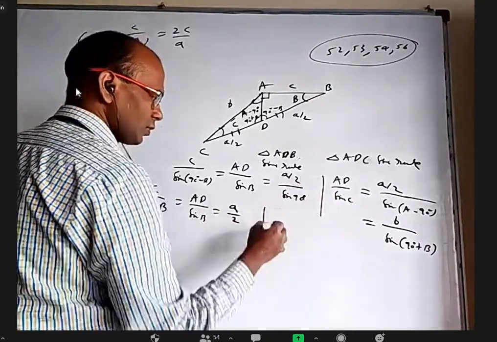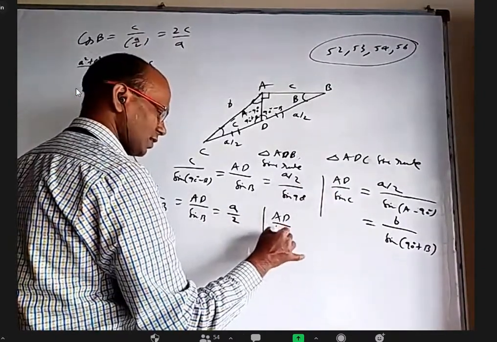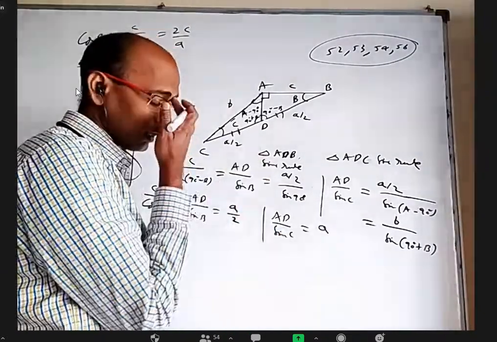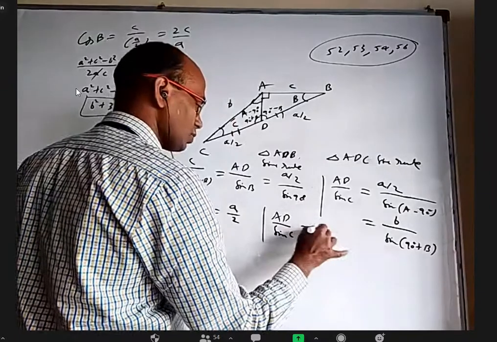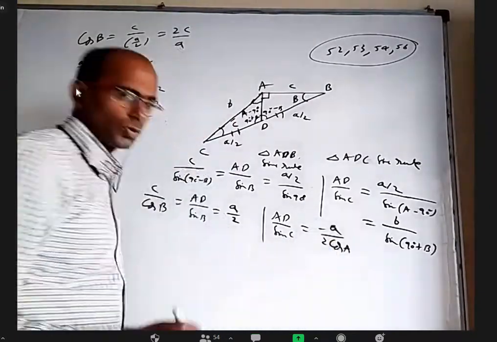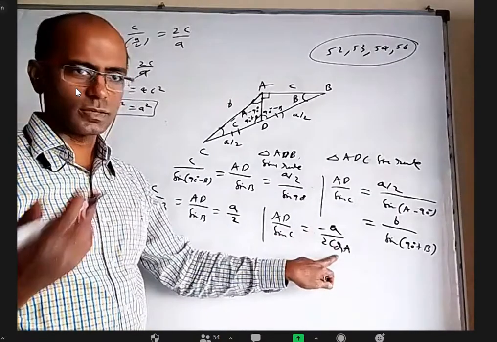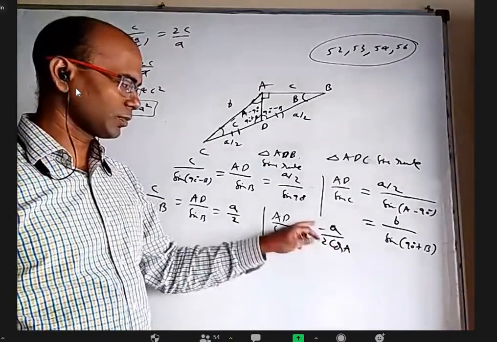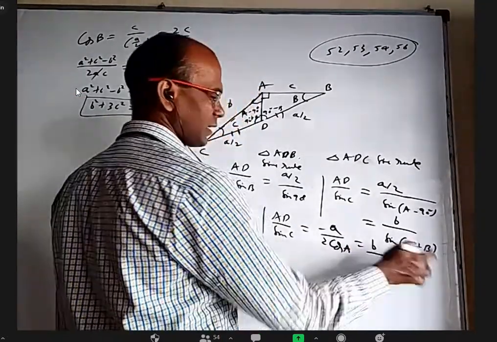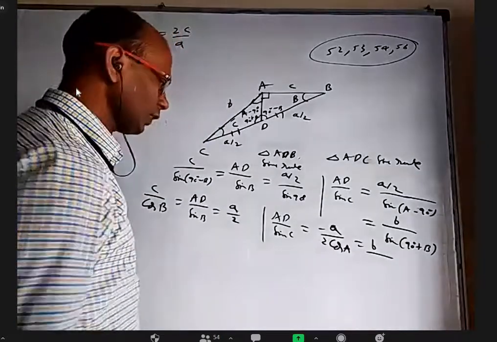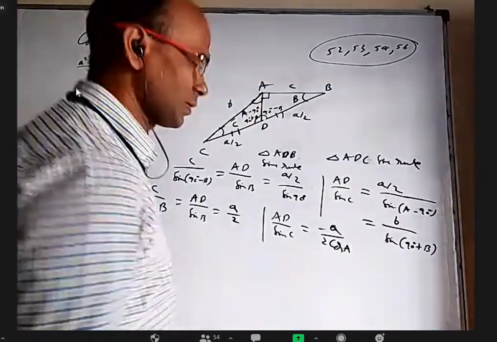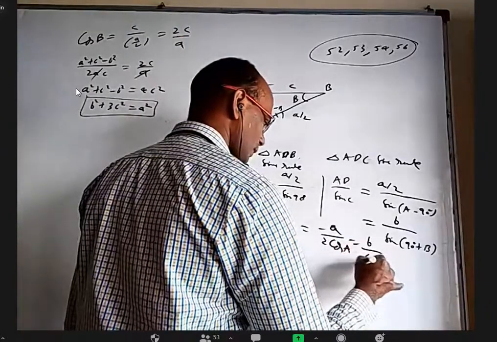And here we got AD by sine C is equal to, sine A minus 90 is minus cos A, A by 2 by minus cos A. One should not worry that it is negative, because A is obtuse and cos A is negative, so minus cos A is positive. Equal to b by cos B. Sine 90 plus B is cos B, but B is acute, so 90 plus B is plus only. So b by cos B.